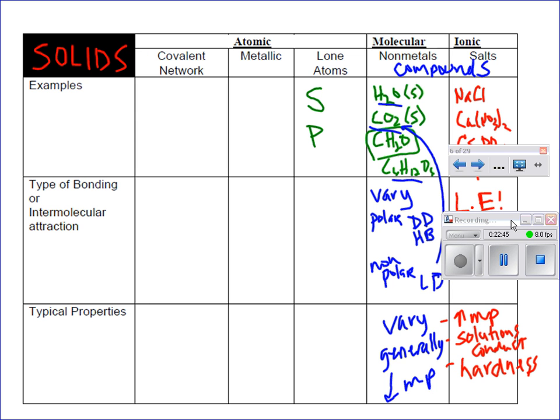I like phosphorus. No, tungsten's different. How is tungsten different than sulfur or phosphorus? It's a metal. Tungsten, copper, iron, all of those, right? Now I've got two specialty items that need to go in here: carbon and silicon. Those are the only ones you're going to be required to know that make network solids.